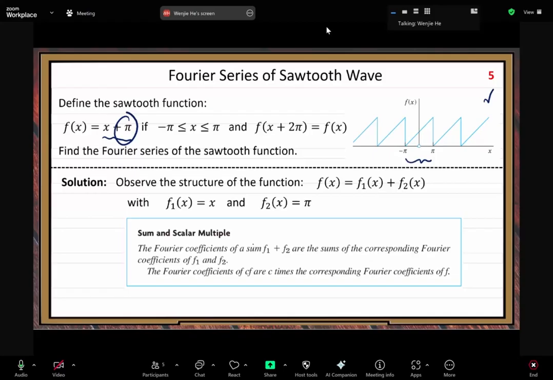The Fourier coefficients of a sum f1 plus f2 are the sums of the corresponding Fourier coefficients of f1 and f2. We can calculate them separately: calculate the Fourier series of f1, calculate the Fourier series of f2, then add them together to get the Fourier series of f1 plus f2. This is the linearity property. Integrals have the linearity property, and the Fourier series uses integrals, so that's why we have this theorem. Let's apply it to do the calculation.